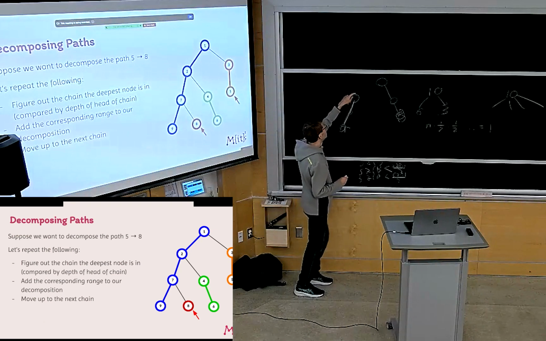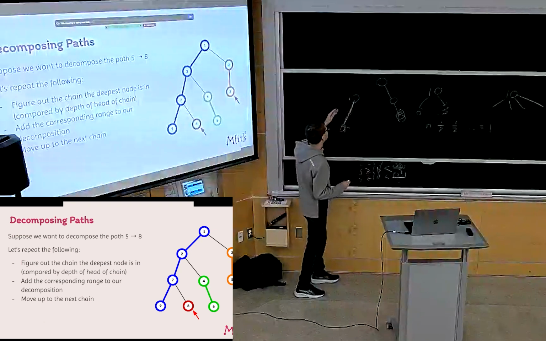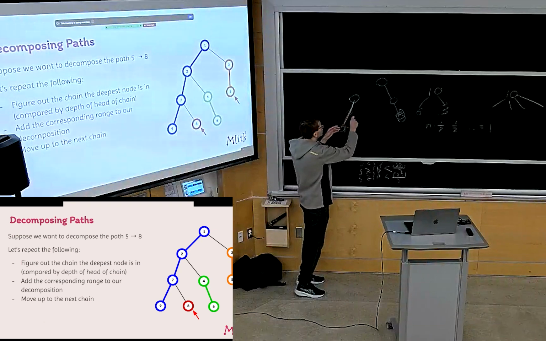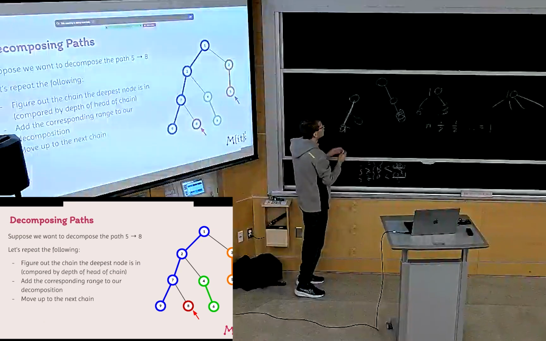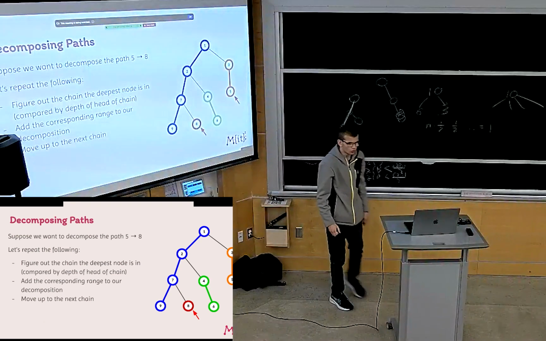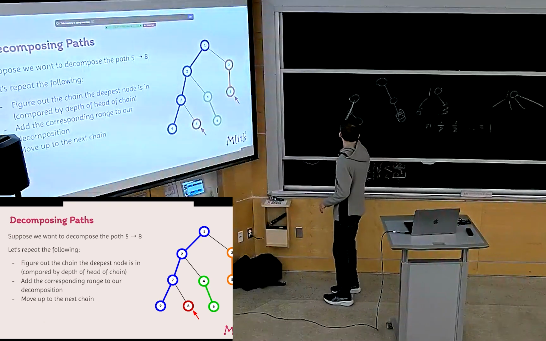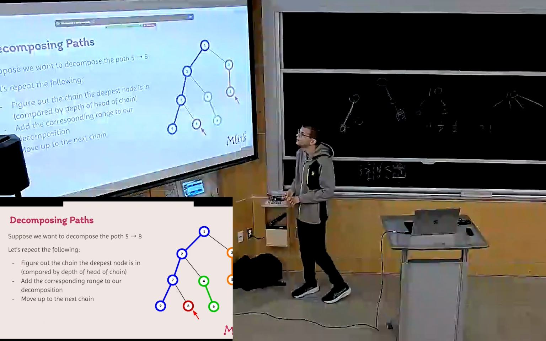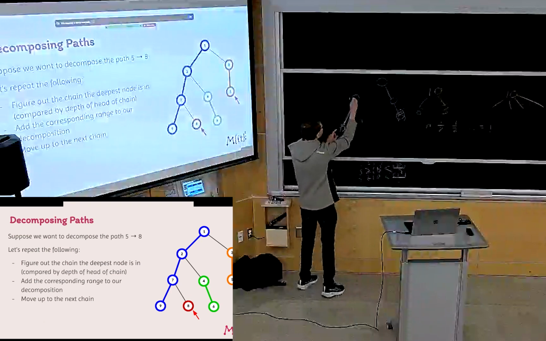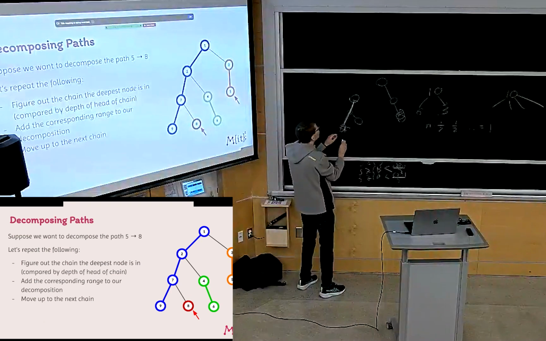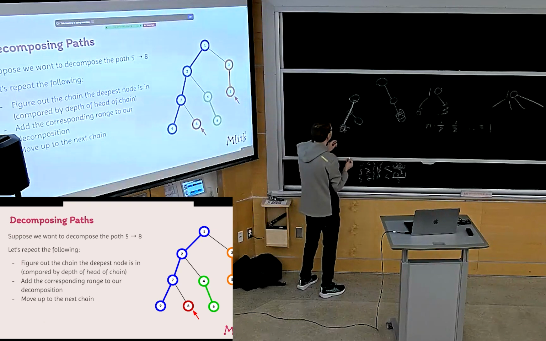but the LCA has to be above there, because if the LCA was somewhere in here, then the head of B would have to be lower, right? Yeah. So we will always pick the node whose head has the greater depth and is further down, and then we will simply add the corresponding range to our answer.